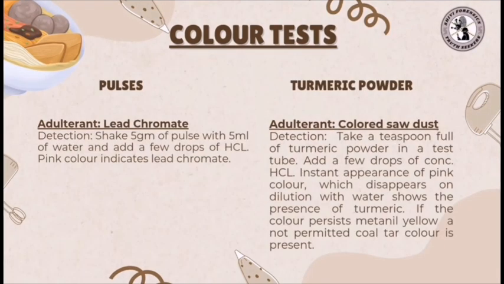Now, pulses. To check for the presence of lead chromate in it, we shake 5 grams of pulse with 5 ml of water and a few drops of HCl. A pink color indicates the presence of lead chromate.